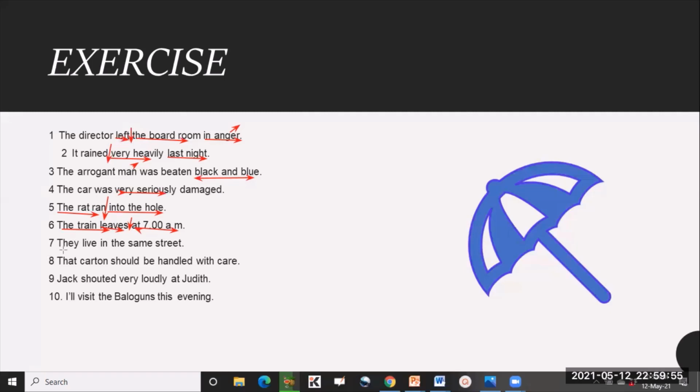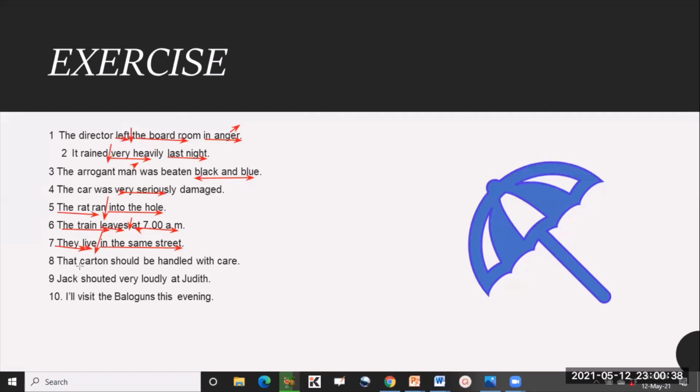Question number 7: They live in the same street. The prepositional phrase here is "in the same street." What is its function? It modifies the verb "live." How do we know? Using the border principle and the questioning method. If we say "they live," many questions will arise, one of which is, where do they live? The answer is "in the same street." So "in the same street" is providing us additional information about the verb "live."